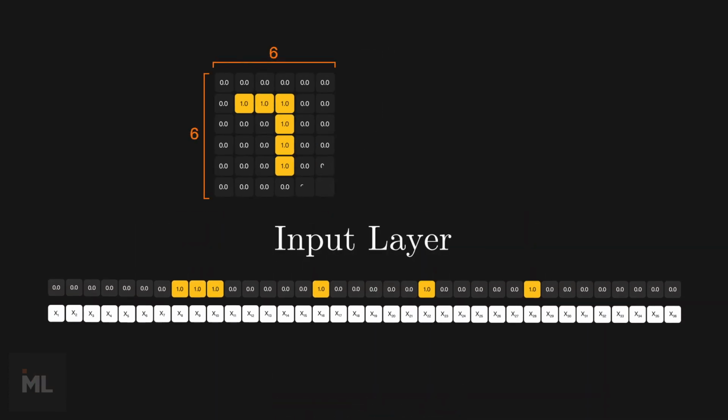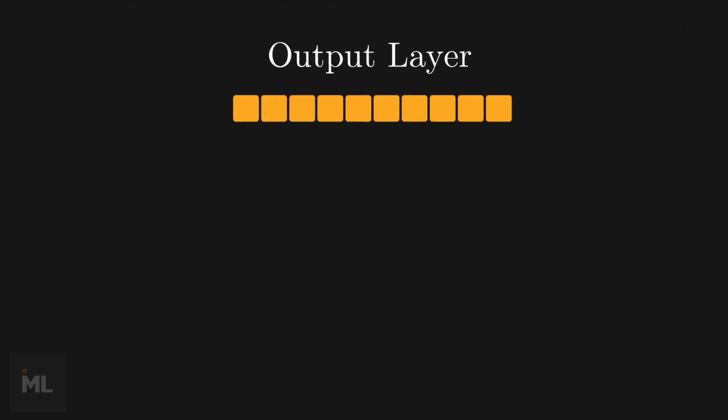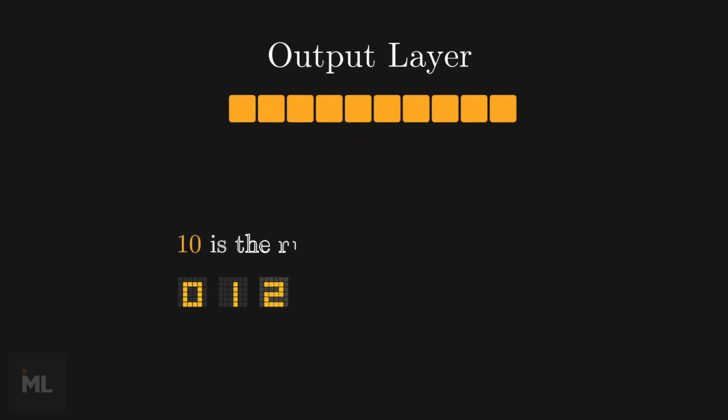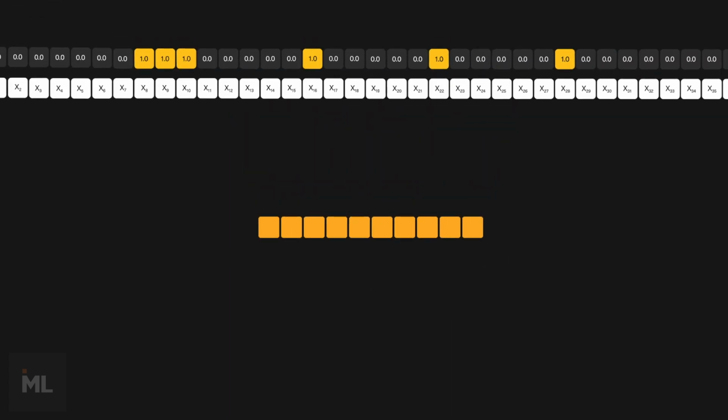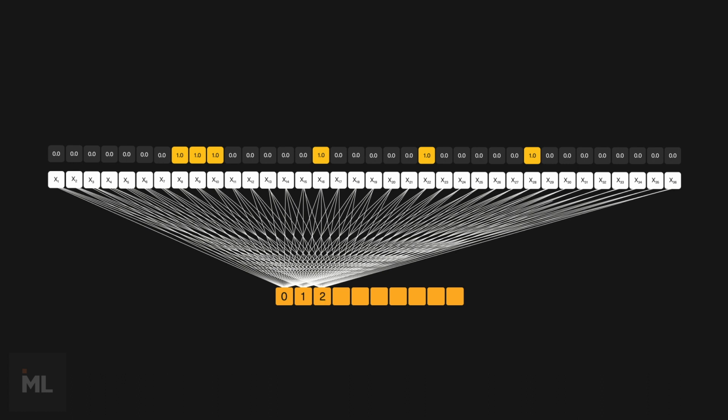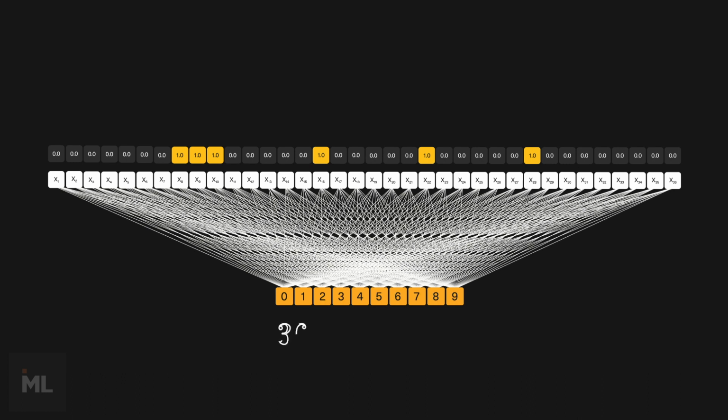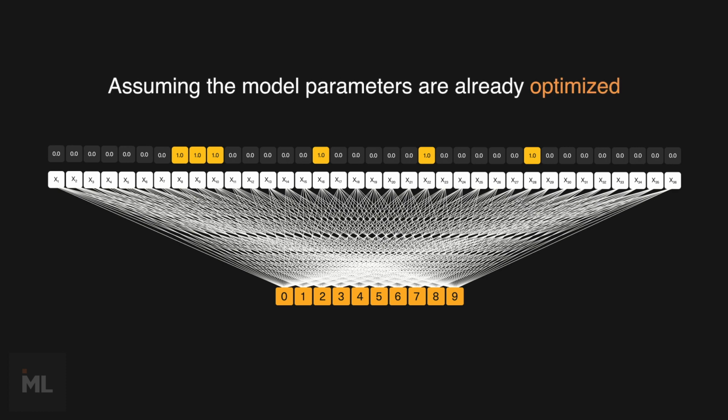The input size is 6 times 6, which is 36 in total. The output size is 10. 10 is the number of classes we have. Each connection between the input layer and the output layer is a model parameter. In this case, we have 360 parameters. Now let's look at how to do image classification with this model, assuming the model parameters are already optimized.